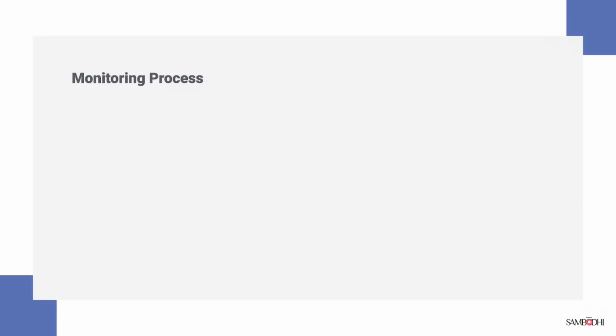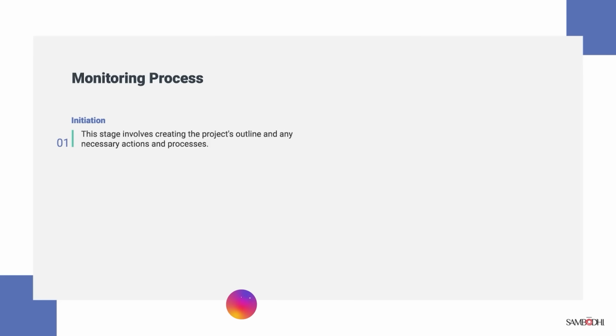The monitoring process can be divided into 5 important parts for its successful completion. The first is initiation. This stage of monitoring involves creating the project's outline. In this phase, high-level decisions are made regarding the purpose, feasibility, and determining what is needed for the project and other factors like the establishment of the team and stakeholders of the project.